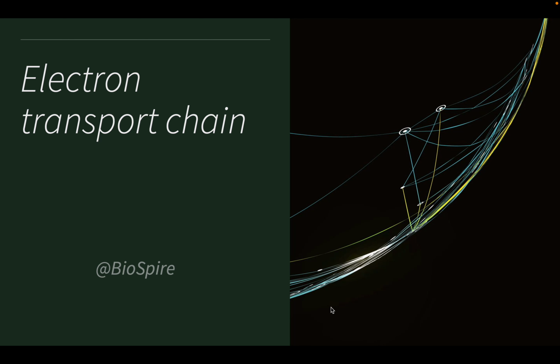So now I am back with my next video, and in this video we are going to talk about the electron transport chain. The electron transport chain happens after the Krebs cycle. The NADH released during glycolysis and during the TCA cycle all feed into the electron transport chain to release energy and to synthesize ATP.